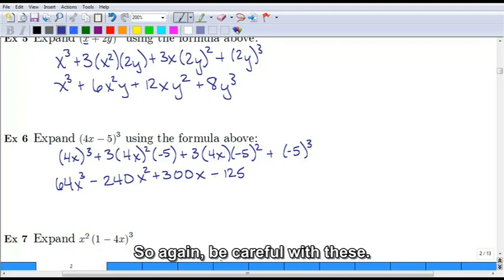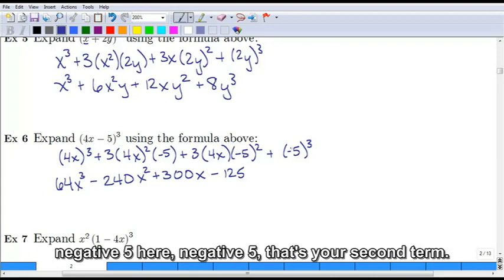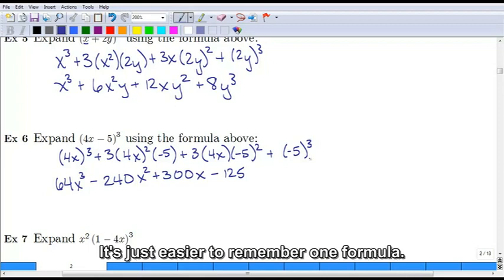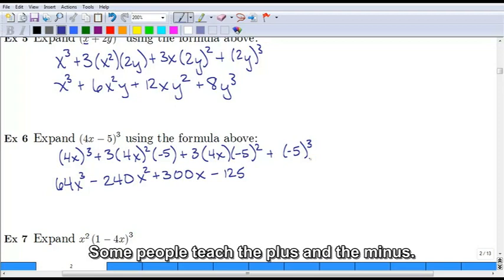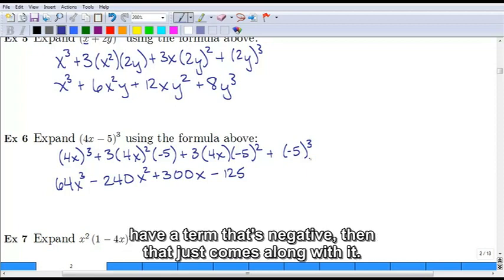So again, be careful with these. You had a negative in this case, so that just comes with the second term. Negative 5 here, negative 5 here, negative 5. That's your second term. So be careful with the signs here. It's just easier to remember one formula. Some people teach the plus and the minus. I find it's easier just to remember the one formula and remember that if you have a term that's negative, then that just comes along with it.